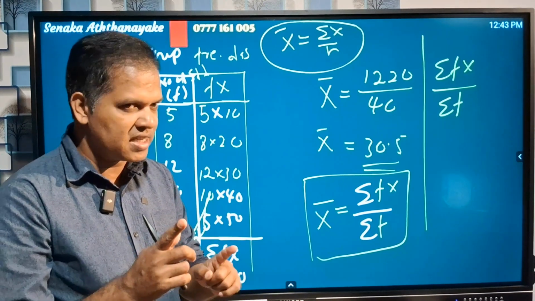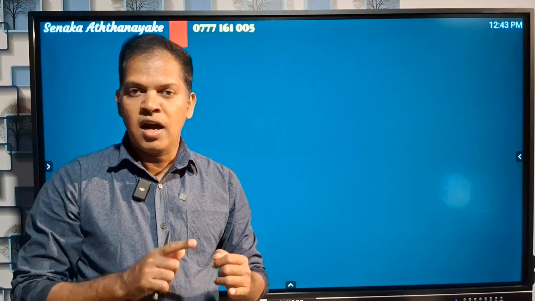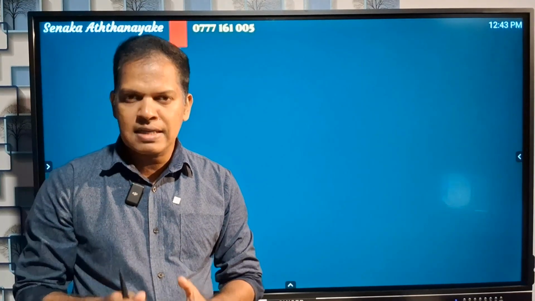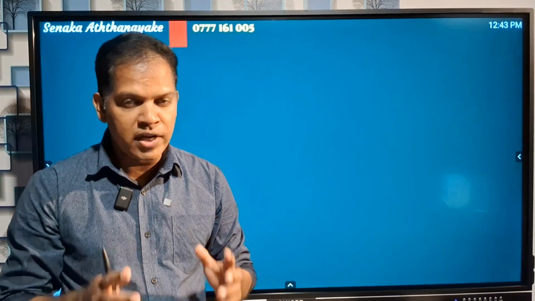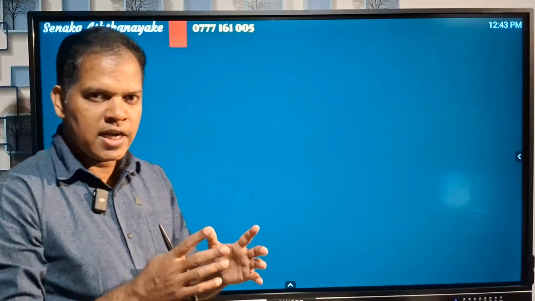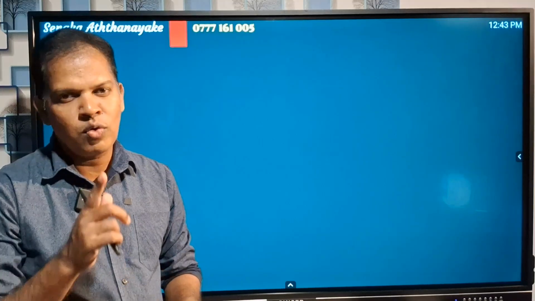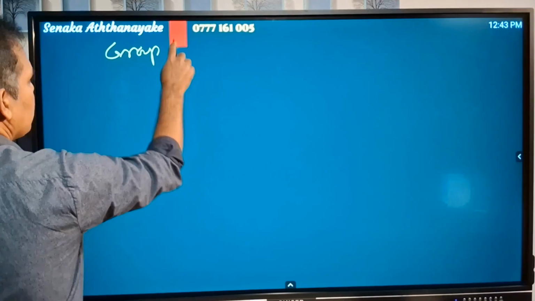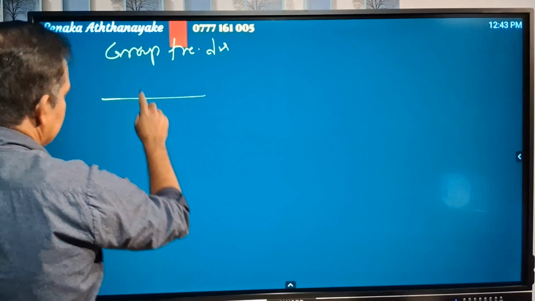Right, now we can move to the last example. What is the last example? Previously we discussed how to calculate the mean of a data array, and after that we discussed how to calculate the mean of an ungrouped frequency distribution. Now we can discuss how to calculate the mean of what? Grouped frequency distribution. Okay, I'll give an example.